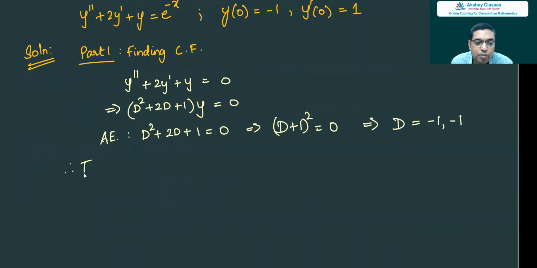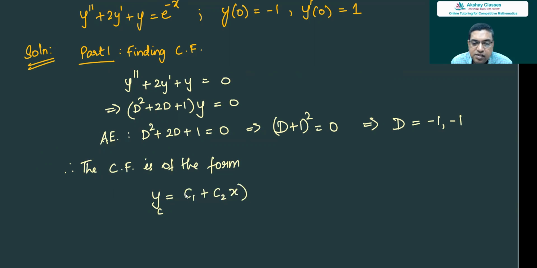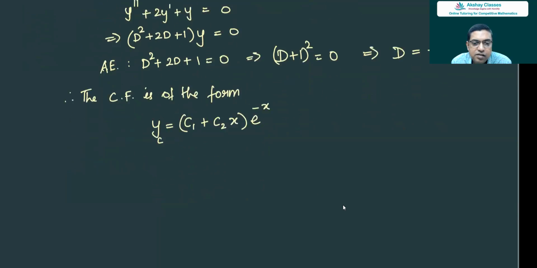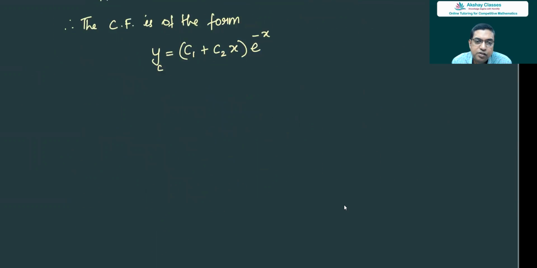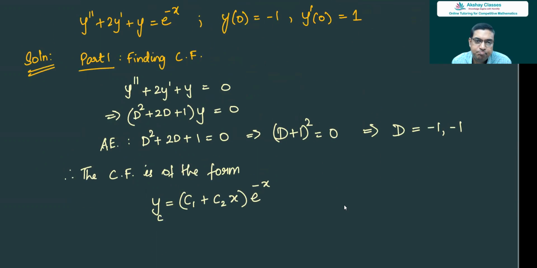Therefore, the complementary function will be of the form y_c equals (c1 plus c2 x) times e^(minus x), because it's a double root, a repeated root. This is the complementary function. Now, the particular integral.